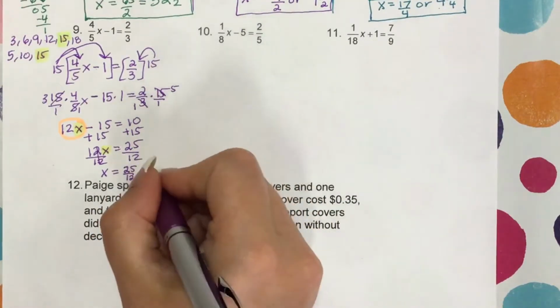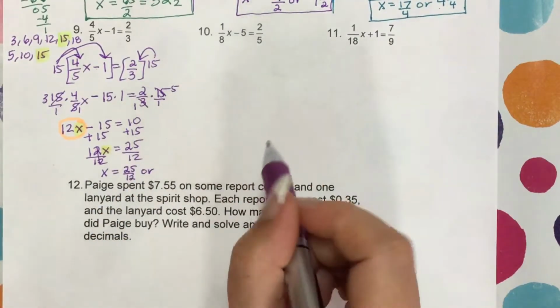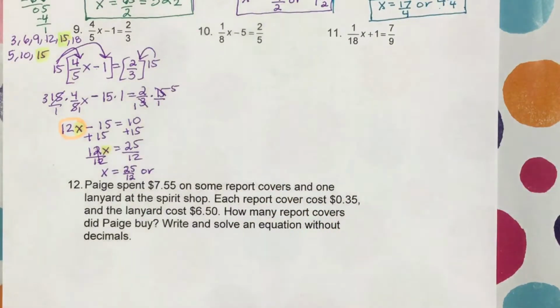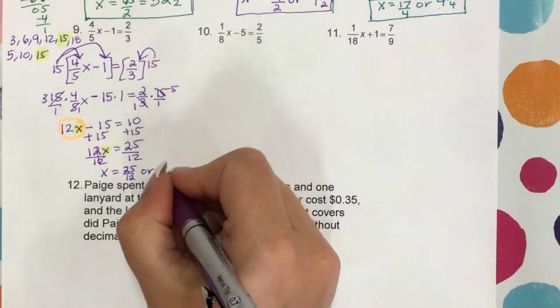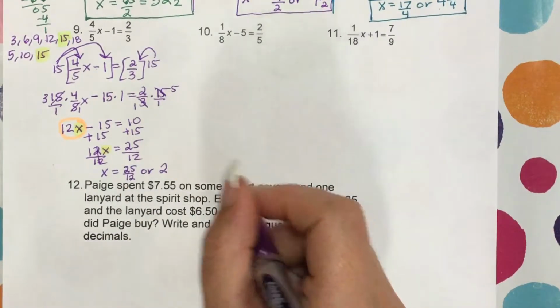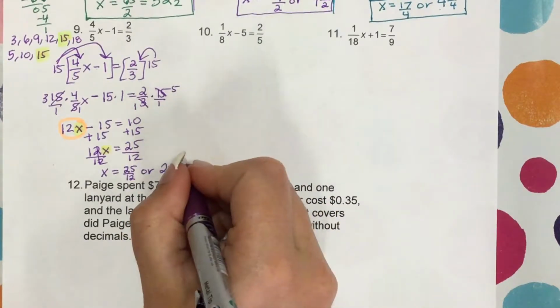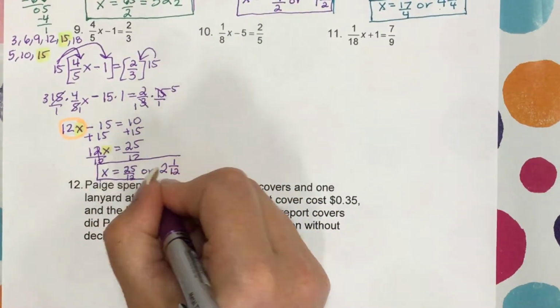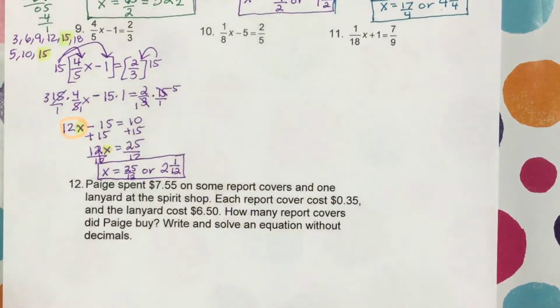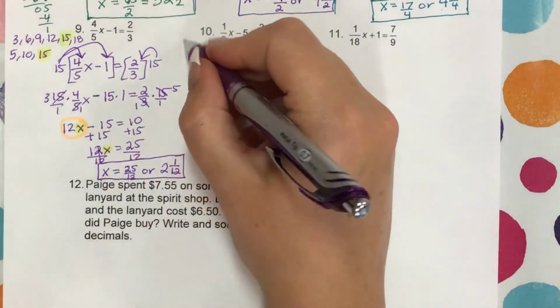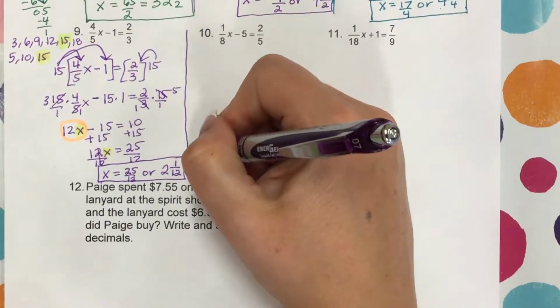That's an improper fraction. But if I wanted to write it as a mixed number, I would see how many times 12 goes into 25. And 12 goes into 25 2 times, because 2 times 12 is 24, which means there'd be 1 left over. So that would be the answer right there with the improper fraction and the mixed number. All right, so if you got that one right, perfect, great job. Let's go ahead and move on to problem 10.